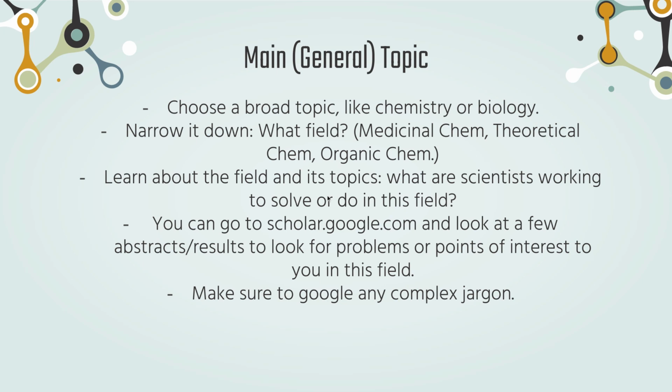To do this, you can go to a few places. One of them is sciencebuddies.com, and another one is scholar.google.com. Scholar.google.com is where a lot of scientists publish their papers. What you can do is look at a few abstracts or even the results of those papers to look for problems or points of interest to you in this field.